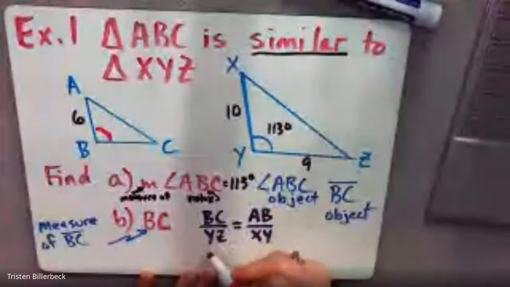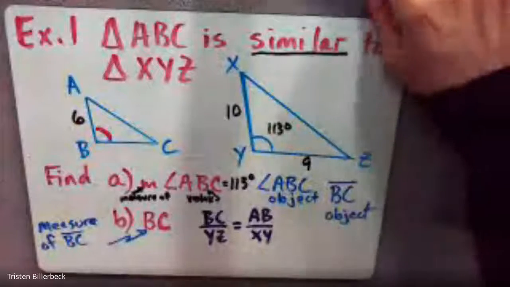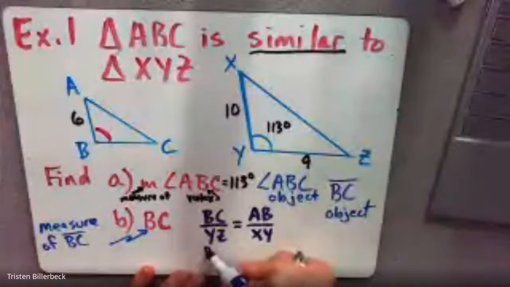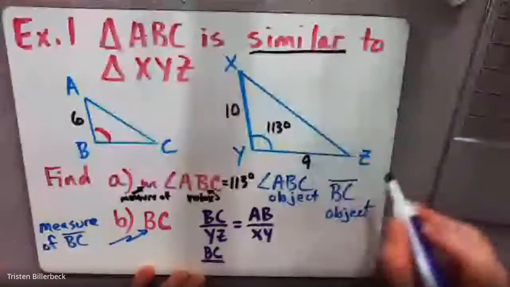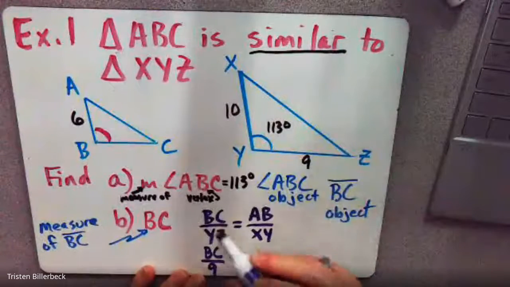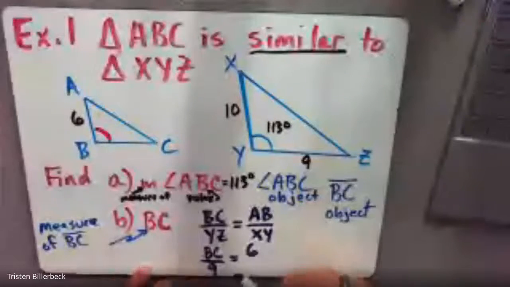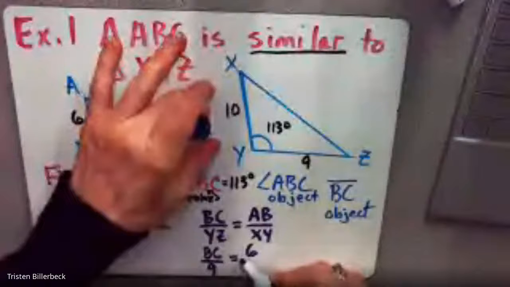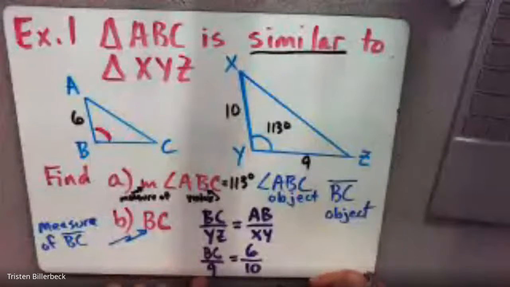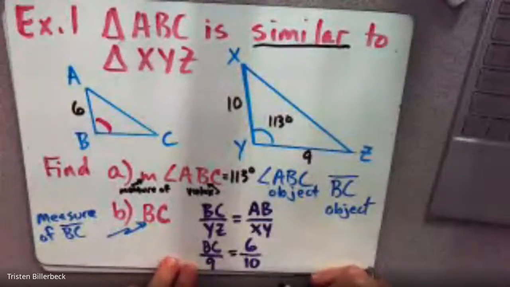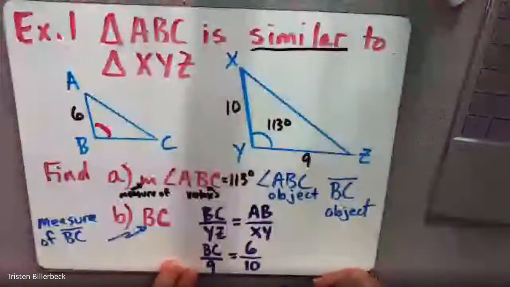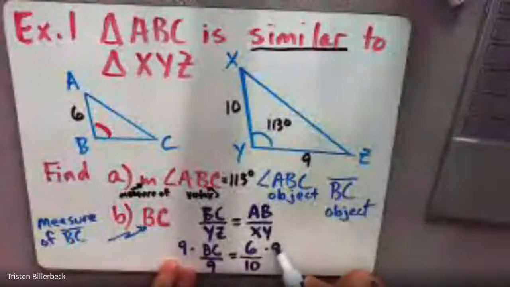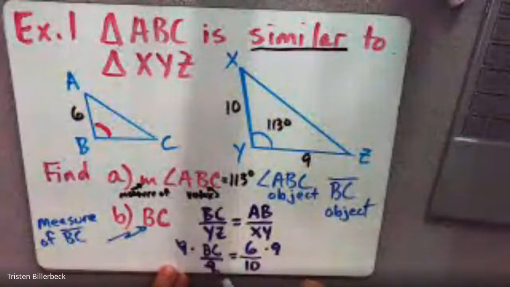So we want to find BC. Well, let's stay with the purple. Okay, we want to find BC. So we have BC over YZ, which is 9, equals AB over XY, so we're just substituting values in here. AB is 6, XY is 10. Now, if I want to get rid of this 9, it's dividing BC, so the opposite operation is multiplying. So we're going to multiply both sides by 9, and that cancels the 9 out.